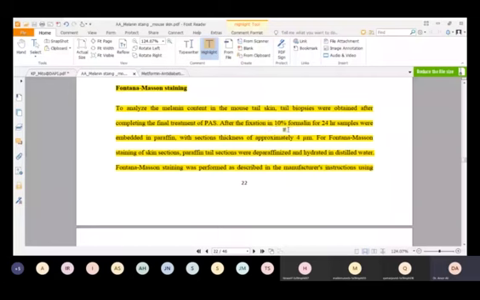After the fixation in formalin for 24 hours, samples were embedded in paraffin. For Fontana Mason staining of the skin section, paraffin tail sections were deparaffinized and hydrated in distilled water. Fontana Mason staining was performed as described in the manual of this kit. Briefly, the method they use is explained over here.